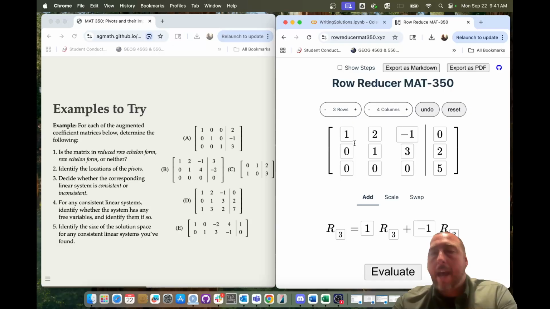And if we look at the pivots, I've got a pivot in this top left entry, I've got a pivot in the second row in the second column, and if I look at the third row, now I have a pivot, but it's way over in this rightmost column.